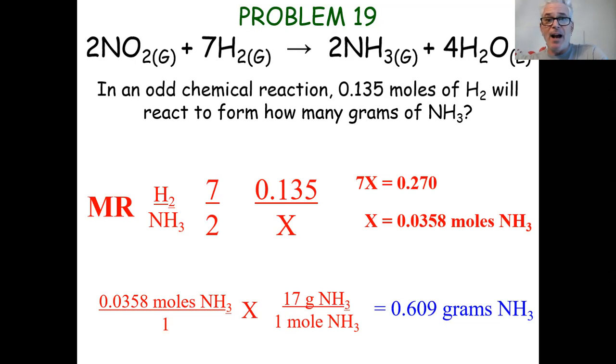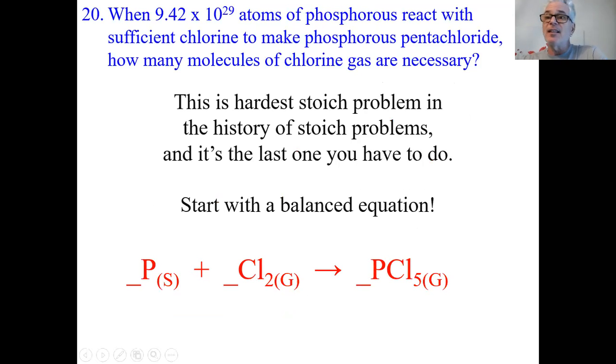All right? Now, this is the last stoichiometry problem besides the homework. Okay? And look what it says in black. This is the hardest stoichiometry problem in the history of stoichiometry problems, but it's also the last one you have to do. We got some crazy, crazy big number of atoms of phosphorus. How many molecules of chlorine gas?